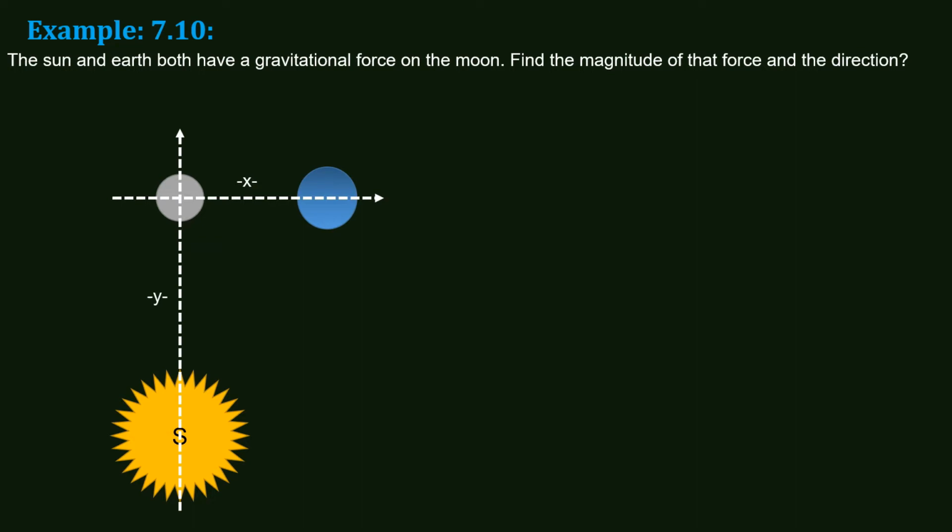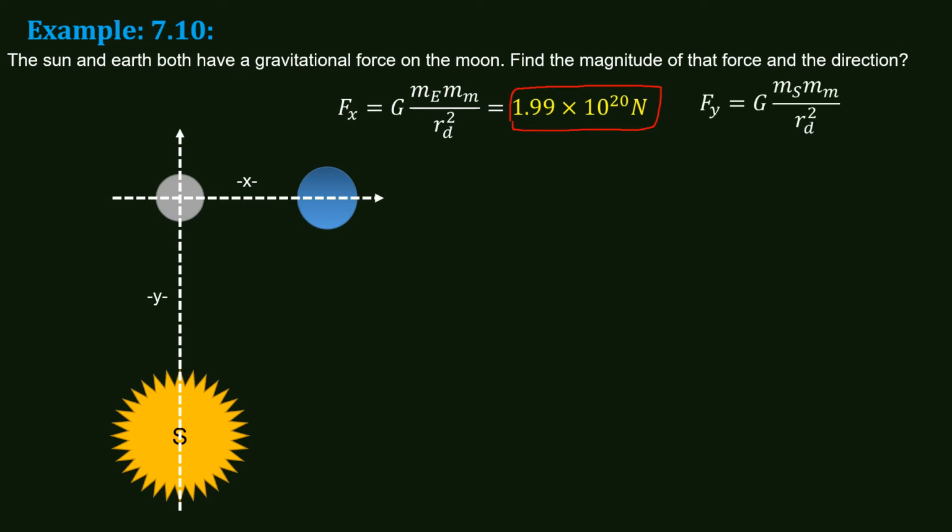Okay, let's look at a problem that demonstrates vectors. Find the magnitude of force and the direction. So we have the Sun and Earth both exerting a gravitational force on the Moon, and we want to find out the direction of that force and what that force is. Okay, so for the magnitude of the force, we're going to divide this into the x and y components. Between the Earth and the Moon is our x component, and we get 1.99 times 10 to the 20th newtons. And for our y, it is the force between the Sun and the Moon.